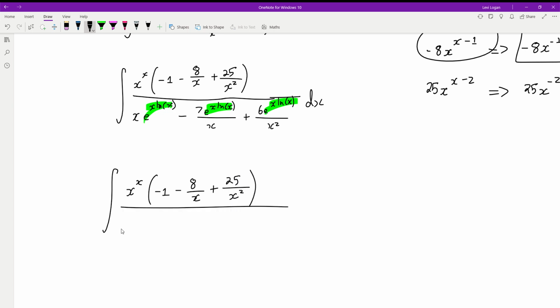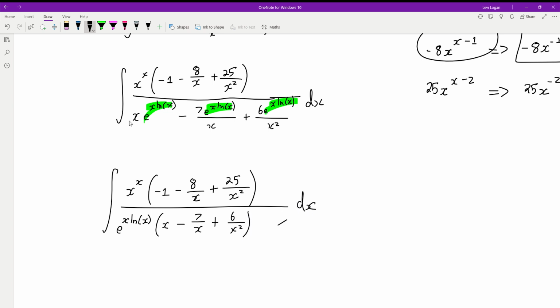by what we factorize out, which is e to the x log of x. And then we're going to have the following: 1 minus 7 on x plus 6 on x squared.